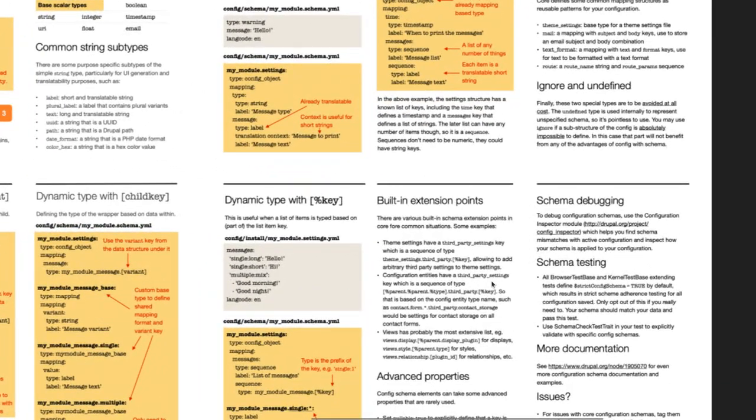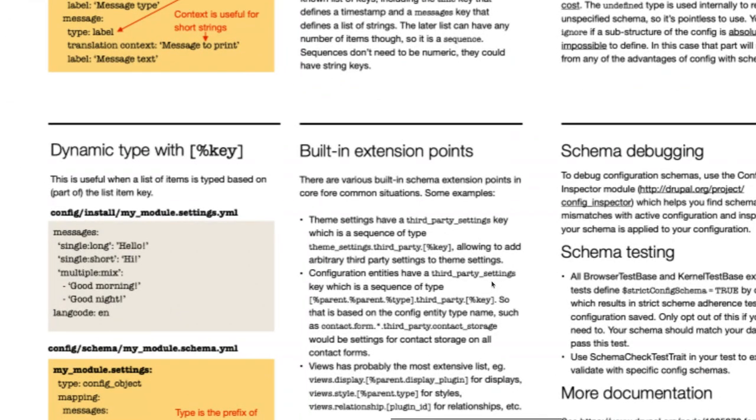It's built-in extension points. I cannot zoom. Maybe I can. So configuration entities have third-party settings, which is a sequence of the type parent.parent.type.thirdparty.key, which is all this kind of dynamic typing stuff put together in one thing. But for example, contact form has this to provide an extension point. So that might be a good one to look at as well. Okay, I'm going to zoom back out of that.